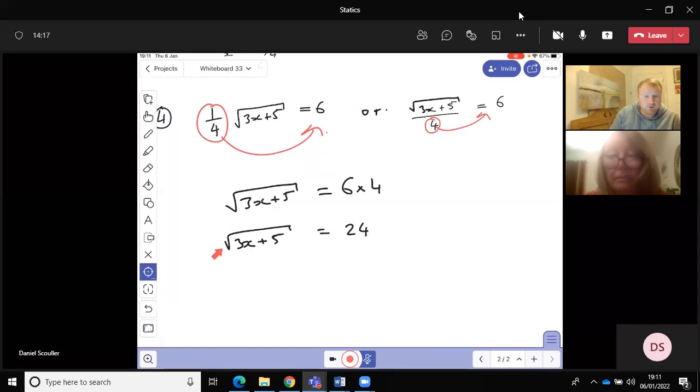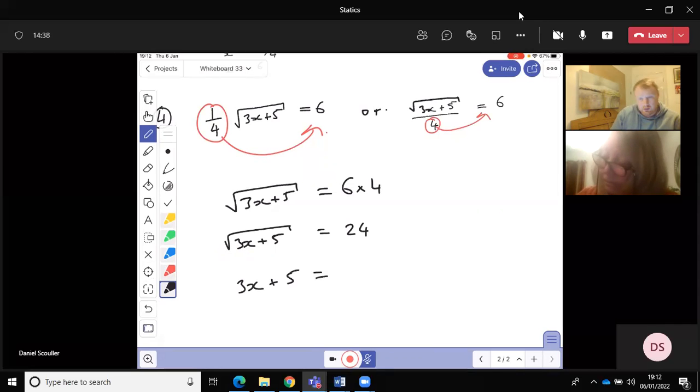Then we need to get rid of this root. Again, we're sort of digging, we're unraveling to get to the core of that expression. So we need to take that root over. That root's been applied to that expression. Take that over.